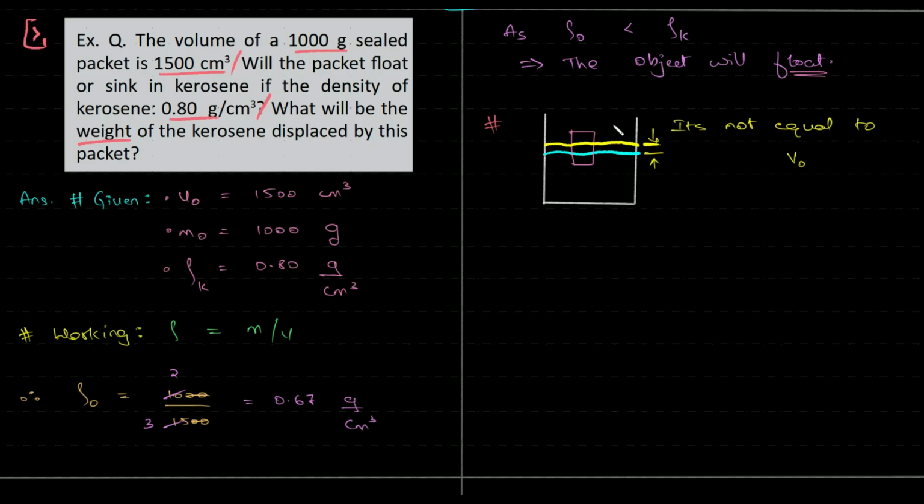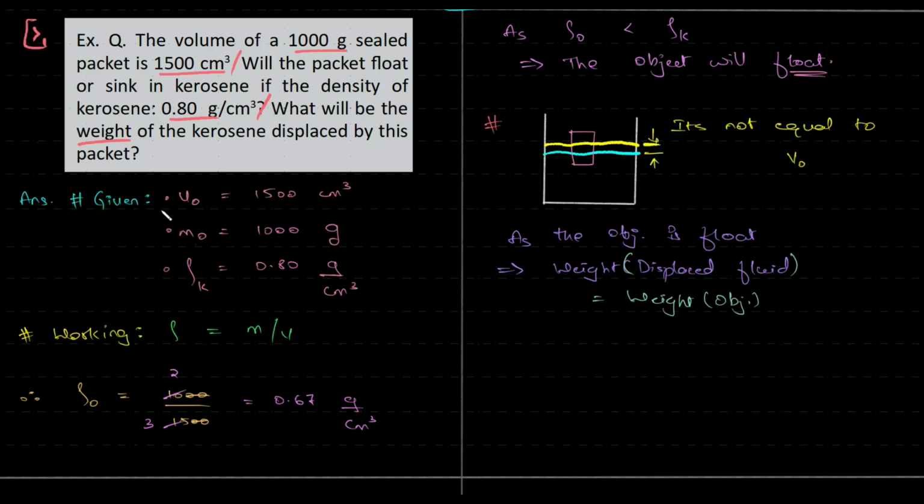Well, since it's floating, the mass of the displaced kerosene has to be equal to the mass of the object. As simple as that. Okay, guys, that's the whole idea. Now let me come back. Let me write this. As the object is floating, this implies weight of the displaced kerosene, or displaced fluid, has to be equal to, there's no other way, weight of the object.